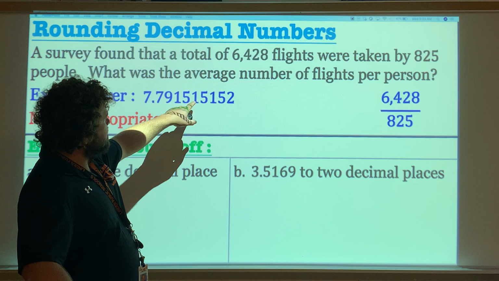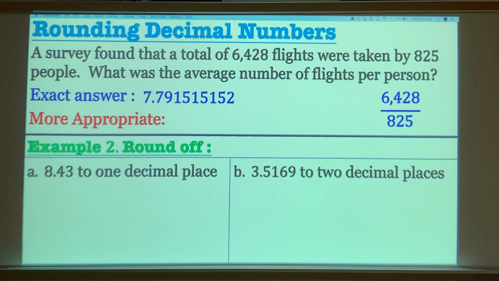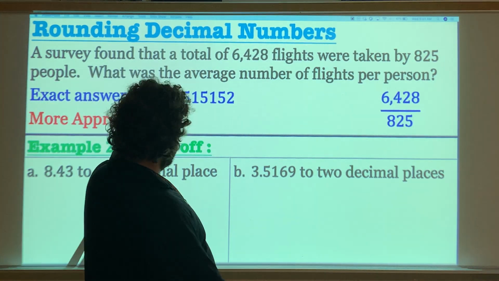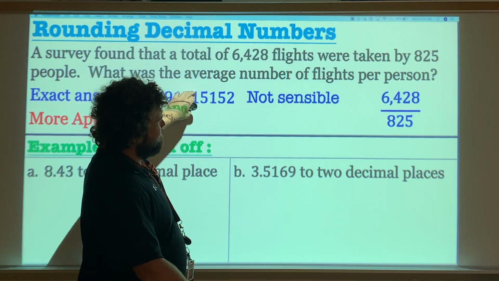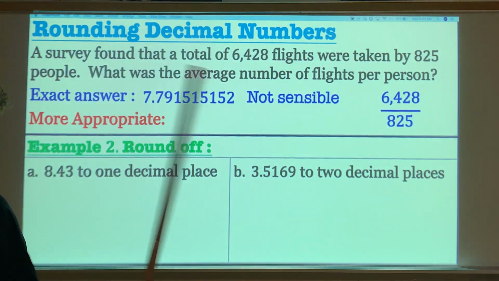10,000, 100,000, million. That's like billions. So you don't want to write all that down. We'll estimate it. What would you estimate this to? Because this right here, that's not sensible. You don't want to write a big answer like that. No one says, how many flights on average did you take?